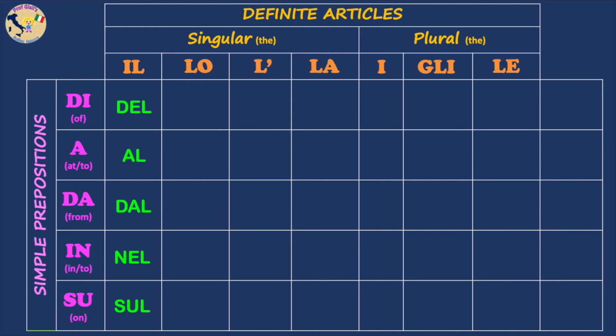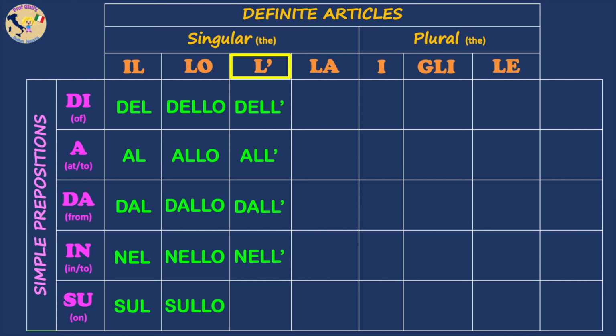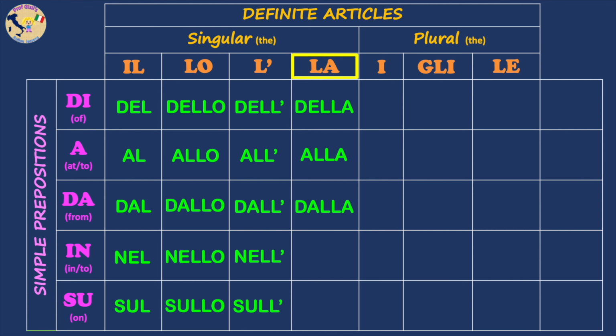When they contract with article lo, we get combined prepositions dello, allo, dallo, nello, sullo. The contraction with article l' generates prepositions dell', all', dall', nell', sull'. And when simple prepositions combine with singular feminine article la, we get della, alla, dalla, nella, sulla.